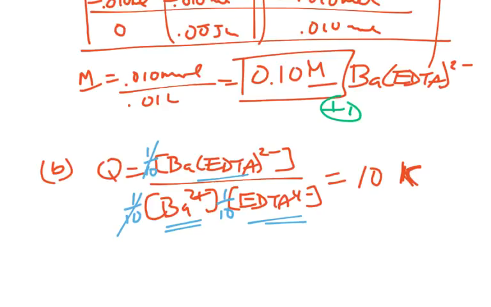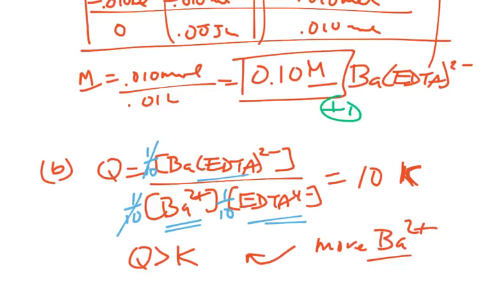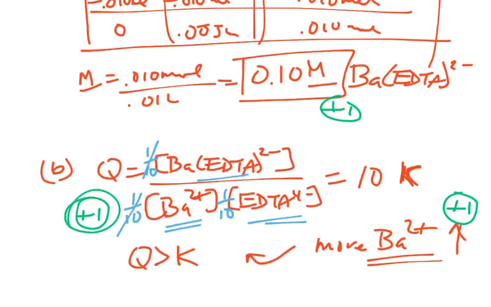So in other words, Q is greater than K, and if Q is greater than K, then you're going to have to form reactants. This guy's going to shift to the left. Okay, so there's going to be more barium. So the barium concentration is going to increase for this reaction to reach equilibrium again. Okay, and that's the answer, and that's 2 points. One for saying that the barium concentration increases, and then another one for having some sort of a good verification, justification why it would do that.